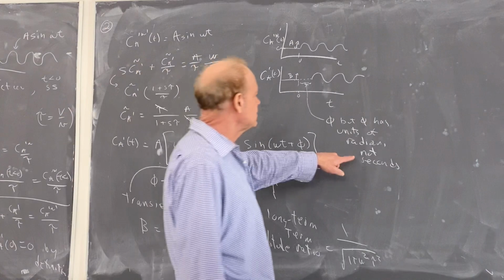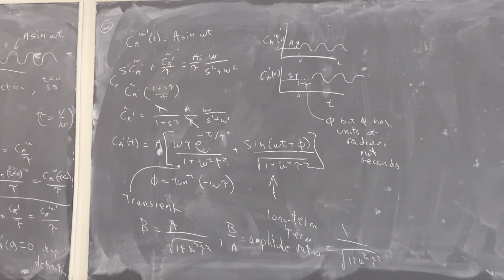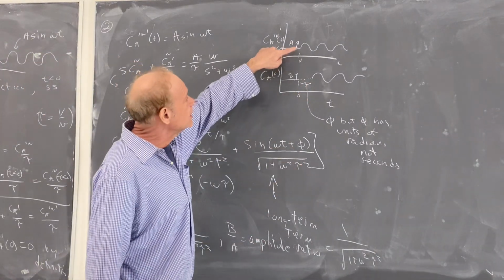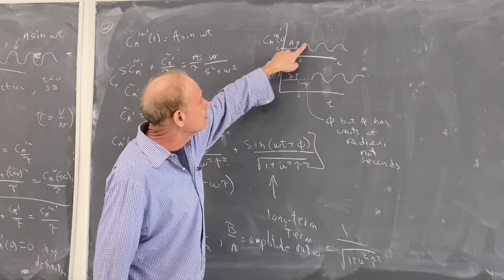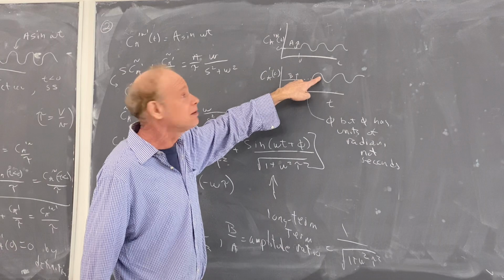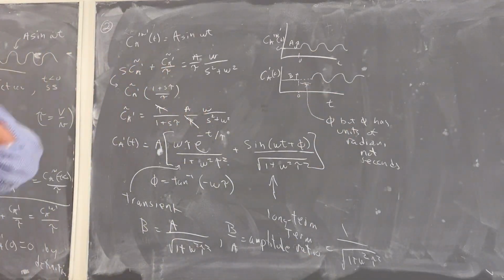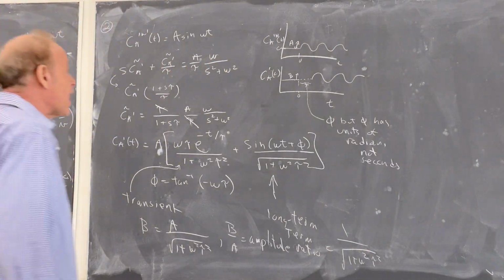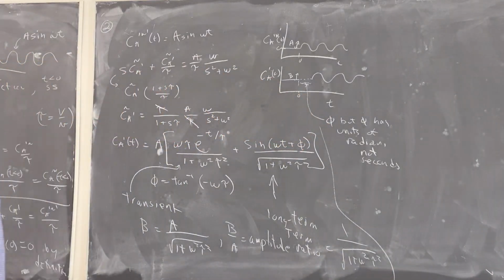Now I need to do this little transformation. I tell you that this delay, from when this started to when this started, or if you like, the delay from the first peak to the first peak, or from the first trough to the first trough. Since they're going at the same omega, they progress in the same way. I want to write phi in terms of radians rather than in terms of time.